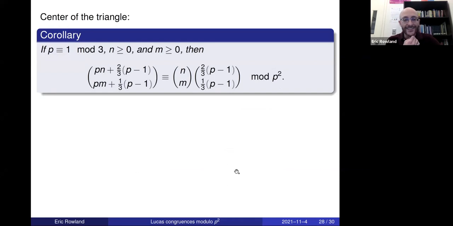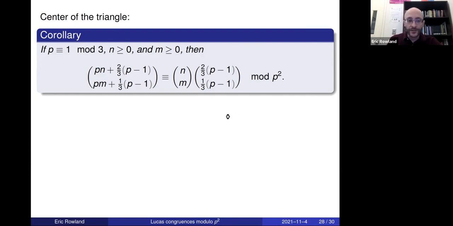Since there's so much geometry here, it's natural to ask about the center of the triangle. When p is 1 mod 3, then the triangle has a center. Otherwise, it doesn't necessarily have a center point that has integer coordinates. But when p is 1 mod 3, then the center does have integer coordinates. And so in that case, of course, when you rotate the center about the center, it doesn't go anywhere. So the symmetry, the congruence trivially holds modulo p squared. And so you do get a Lucas congruence modulo p squared.